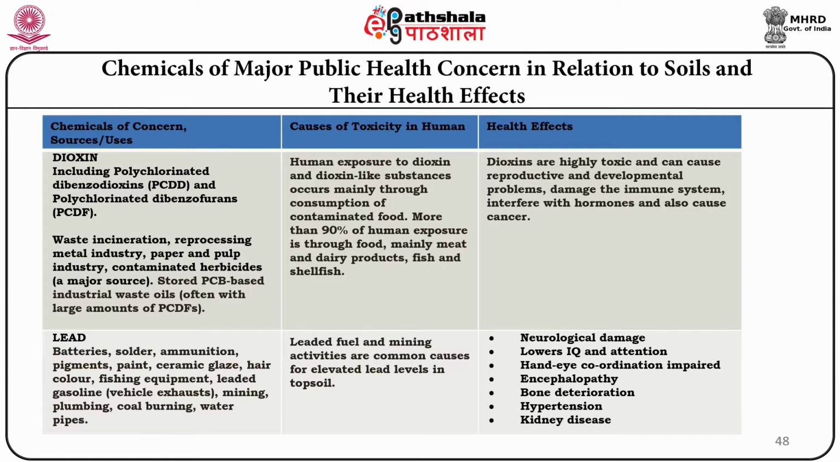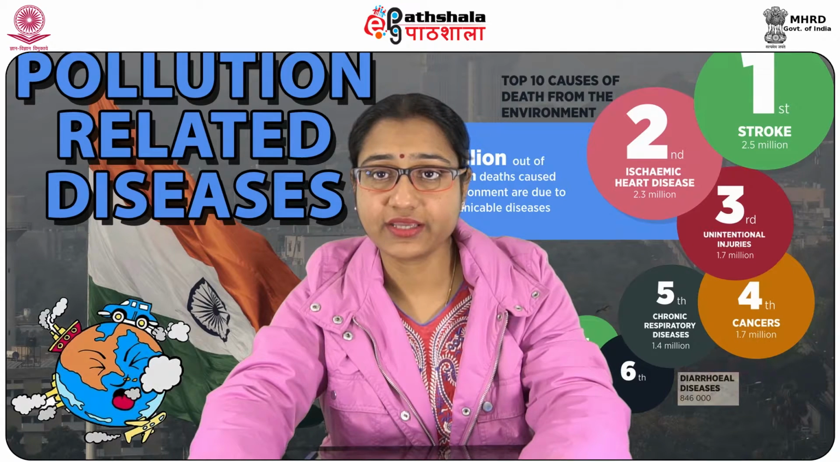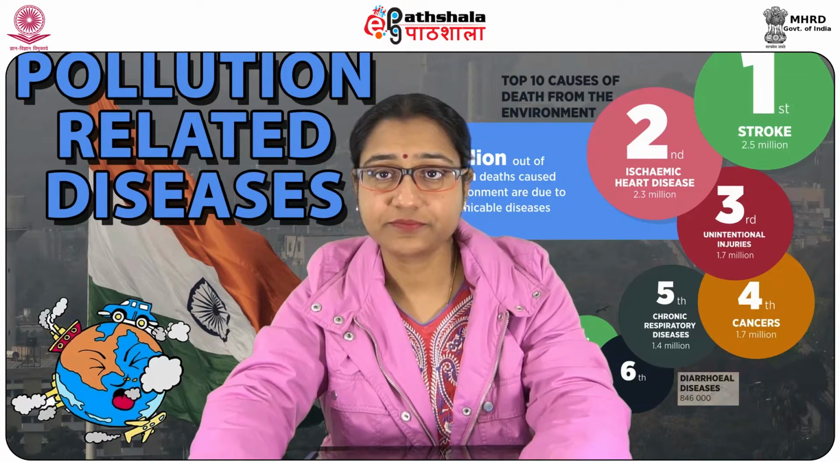Lead causes neurological damage, lowers IQ and attention, impairs hand-eye coordination, and causes encephalopathy, bone deterioration, hypertension, and kidney disease. Mercury causes central nervous system and gastric system damage, affects brain development resulting in a lower IQ, affects coordination, eyesight and sense of touch, causes liver, heart and kidney damage, and it is teratogenic.